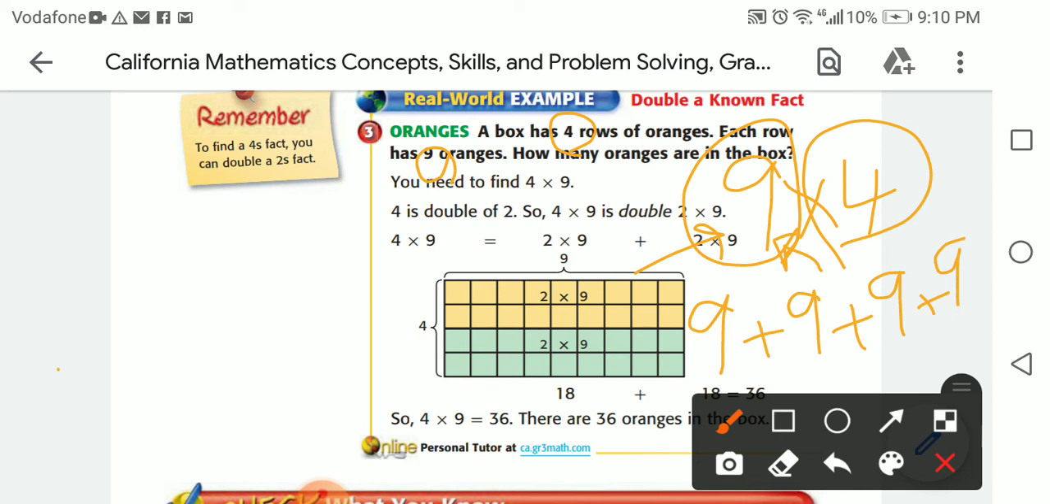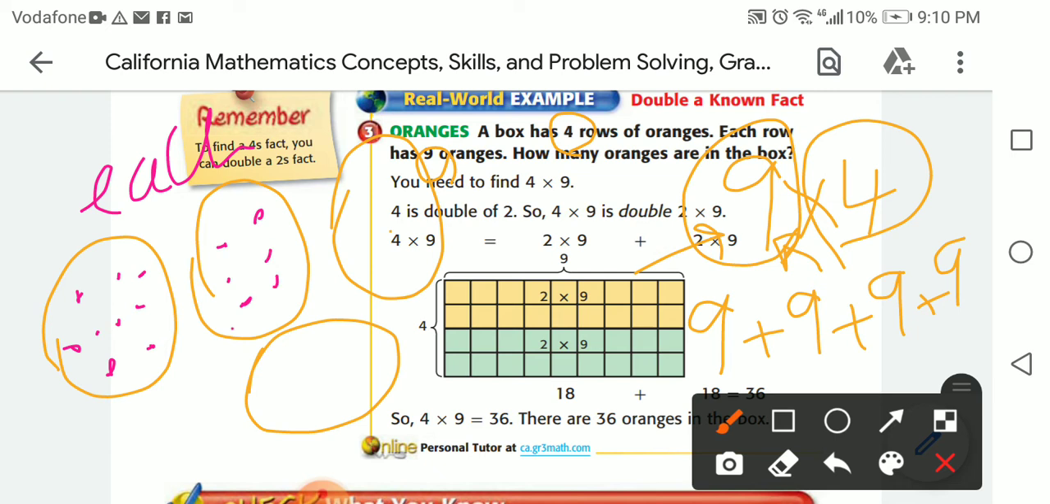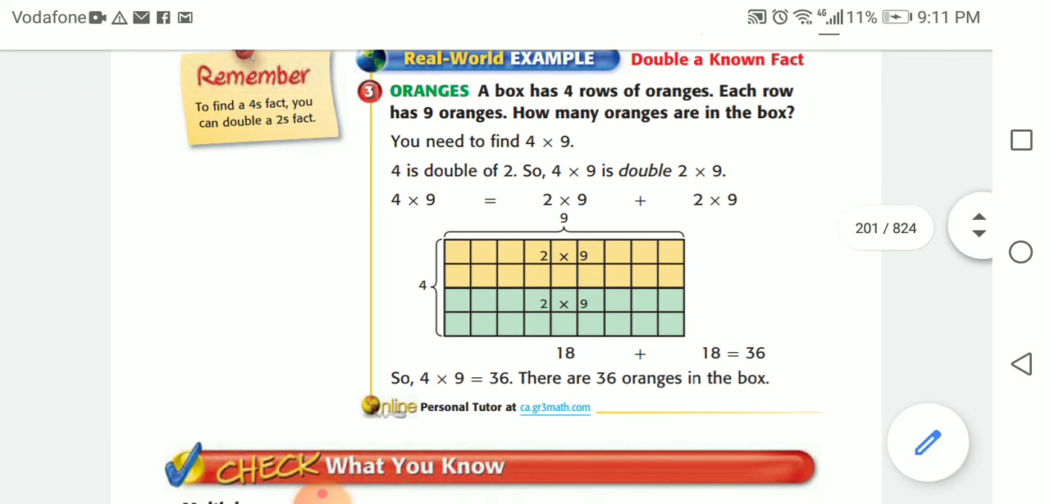In other words, I can draw here 4 circles, big circles. Inside, I can draw how many in each? In each, remember the word each, I have 9. So 1, 2, 3, 4, 5, 6, 7, 8, 9, and the same in each of the other circles. And count all the dots inside. Okay, so it will give you what? It will give you 36 after counting all the dots. So the answer is 36.